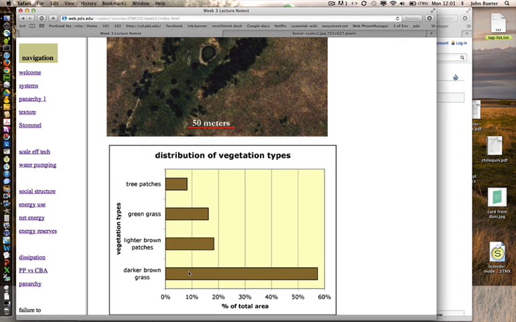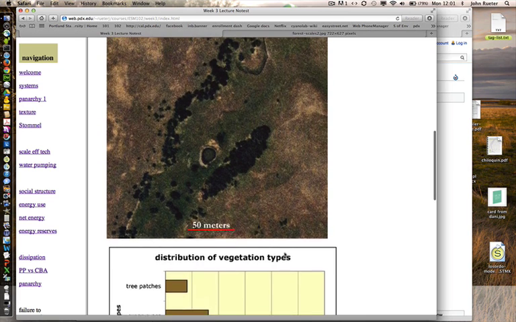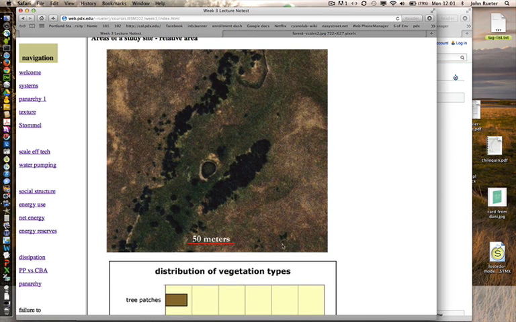And you see the darker brown grass is the most common. There's lighter patches of brown, maybe even almost bare soil. There's green grass, and there's less than 10% of the tree patches. But this histogram shows a more quantitative representation of this landscape that we could work with and talk about before we try to do some sort of transects or looking for particular animals or studying some aspect of the ecology.